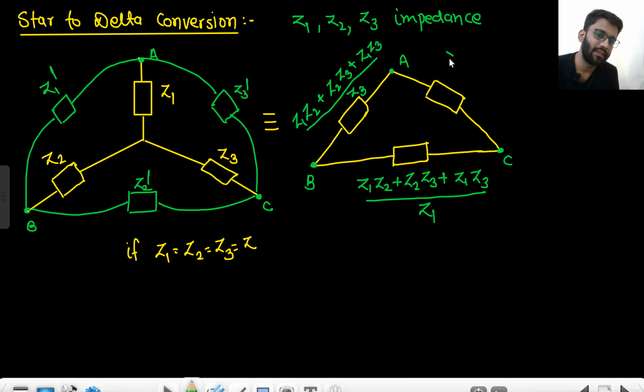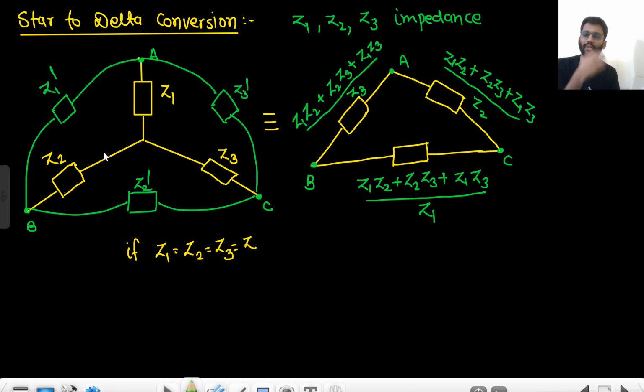Now what about this? Z1 Z2 plus Z2 Z3 plus Z1 Z3 divided by what? Impedance in front of that, that is Z2, or the impedance which is not connected to node A and C. So the only impedance that is not connected to node A and C is Z2. So this is how we write it. Did you get it? Easy? Easy to remember? No, it is tough to remember.